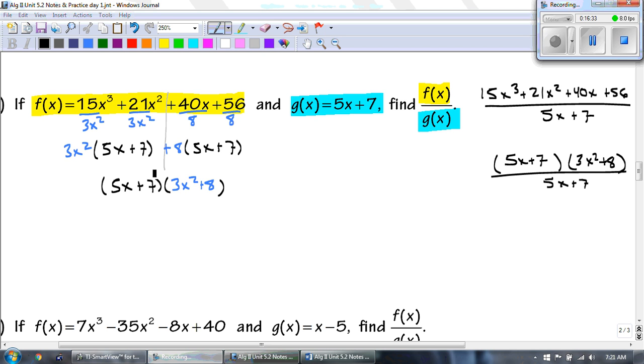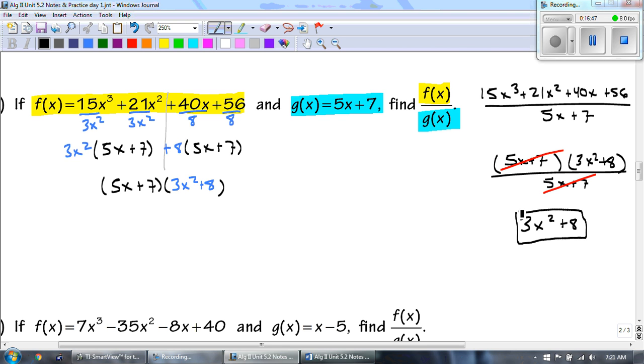Okay, you should have gotten 5x plus 7 and 3x squared plus 8. 5x plus 7 and 5x plus 7 cancel. And we're left with 3x squared plus 8 as our final answer.